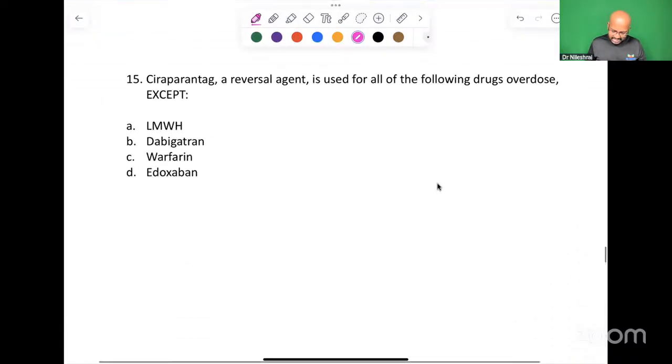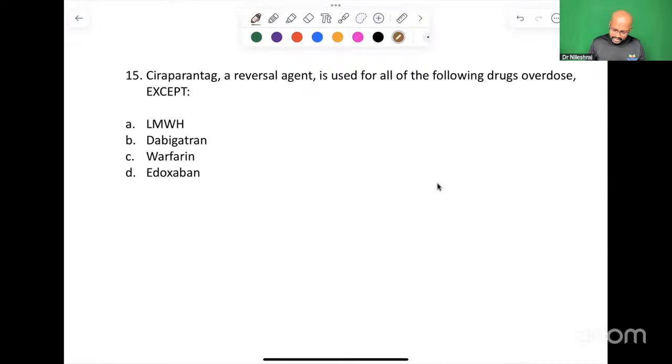Sugammadex-type reversal agent, ciraparantag, is used for reversal of all of the following drug overdoses except. Okay. Please try to pause on this question, because I have put up this question since this is a contradictory statement pertaining to a previous year question.